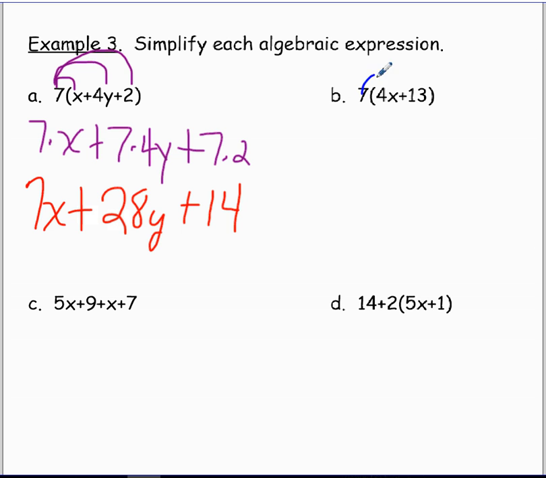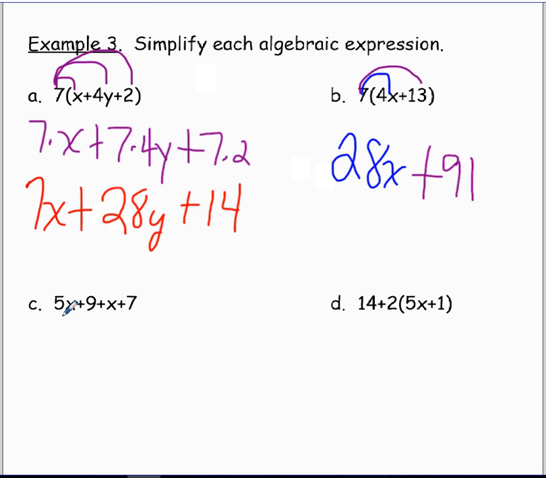We have 7 times 4x. 7 times 4 is 28. So we have 28 and the x, 28x there. And then we have 7 times the 13. And 7 times 13 is 91. So that's as far as we can go. That's the simplest form. Now let's look at question C.